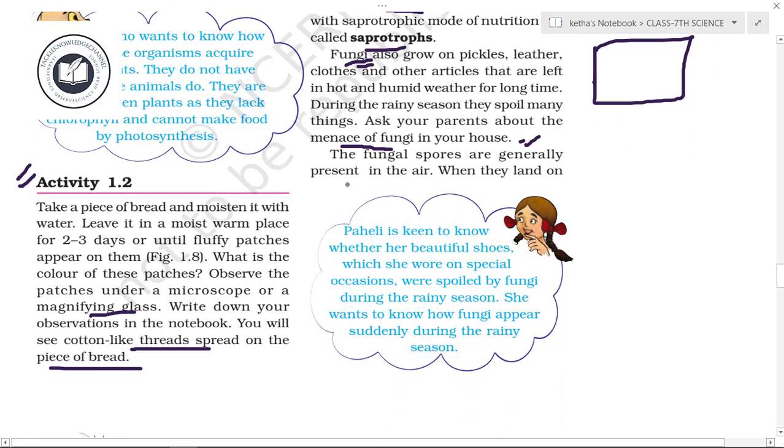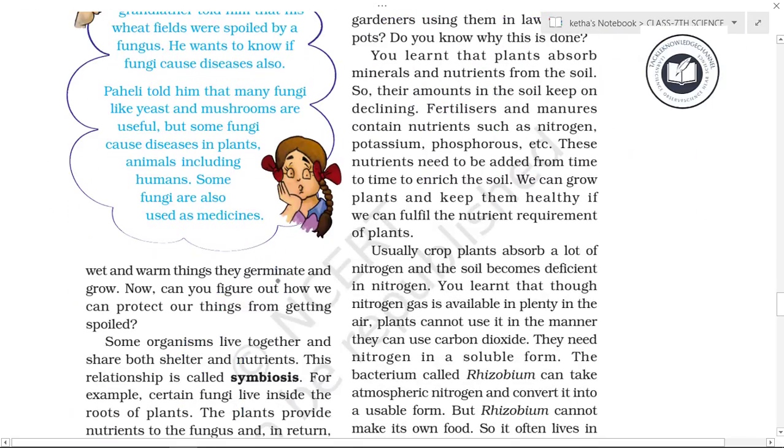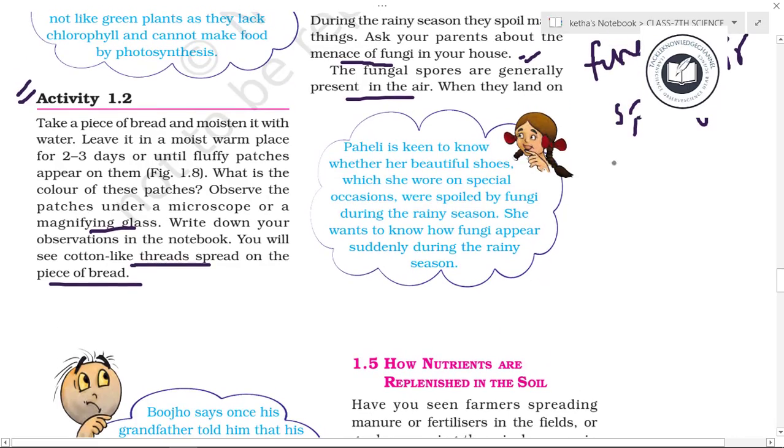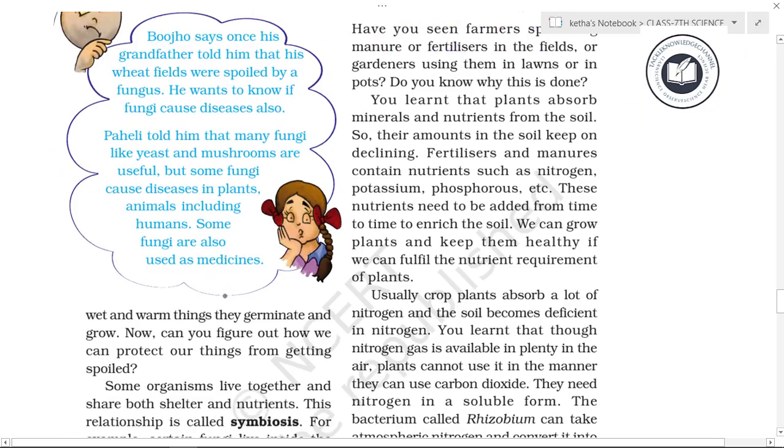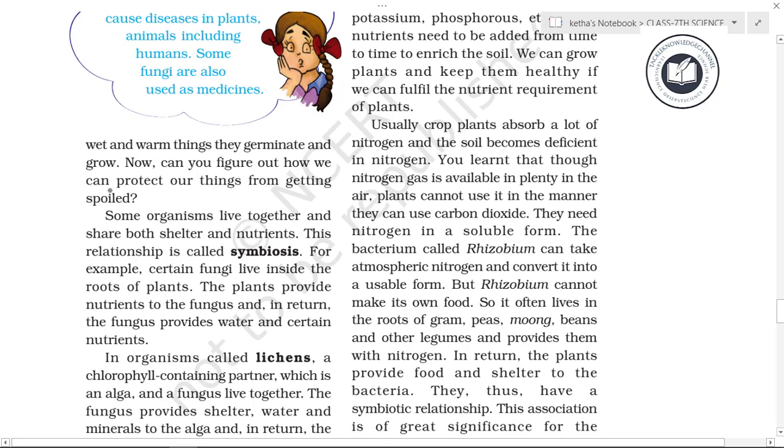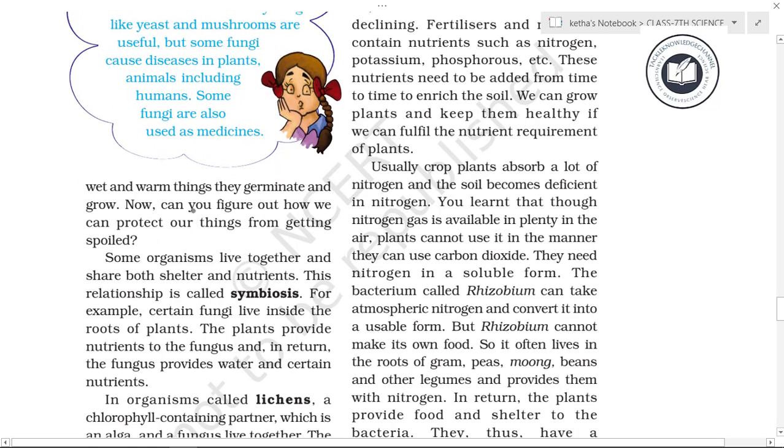The fungal spores are generally present in the air. So how does the fungus grow? As the fungus spores are present in the air, when they land on wet or warm things, they germinate and grow. Now can you figure out how we protect our things from getting spoiled? So here the question is how we can protect our things from getting spoiled.